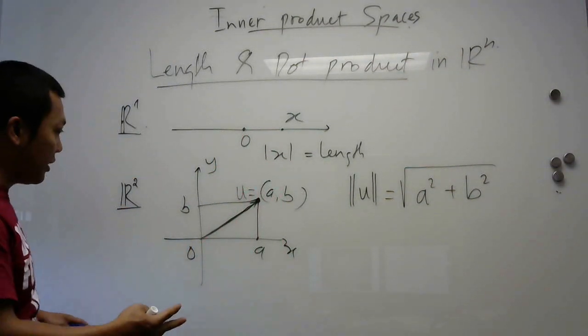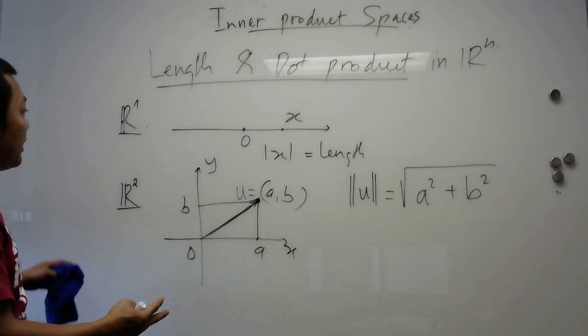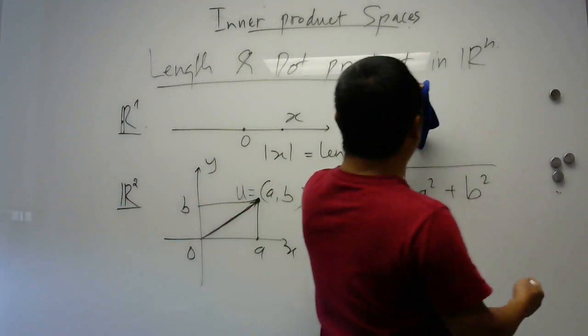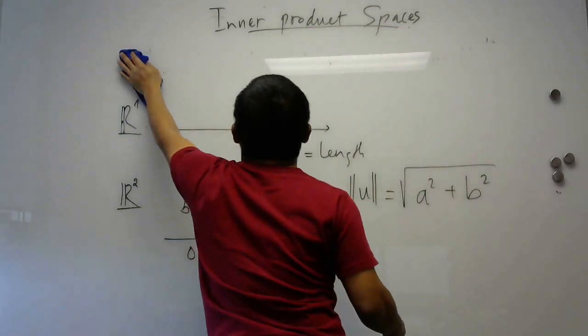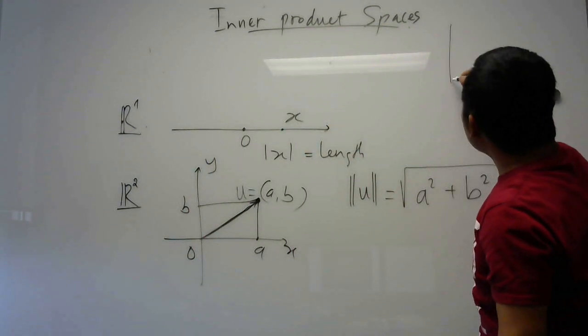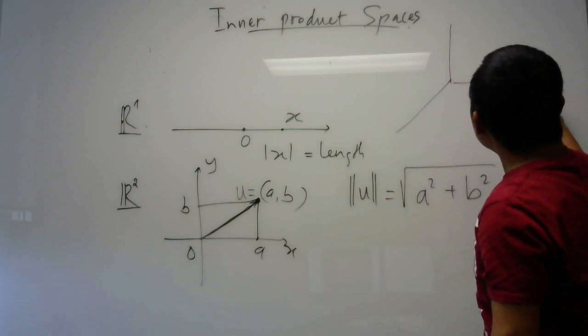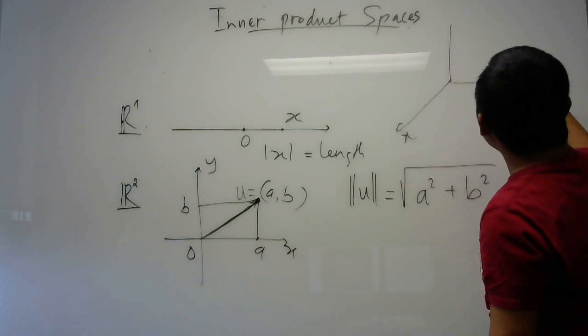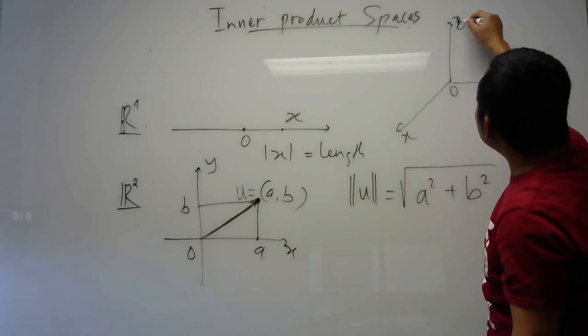I don't know if you can see this or not, but let me see. I can erase this. I will draw a picture in here, okay? So this is the z, this is x, this is y, this is z.